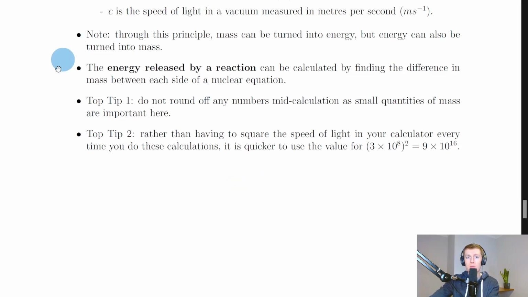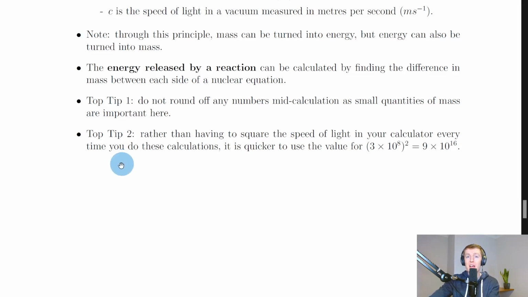I've also given you some top tips here for when you're doing these calculations. So the first top tip is do not round off any numbers mid-calculation, as small quantities of mass are important here. So you might be dealing with masses that have about 3 or 4 decimal places, and what I'm saying here is that you want to keep those numbers of decimal places until the very end of your calculation, when you can then maybe round your total energy calculated, but before that you want to keep every single digit that you have.